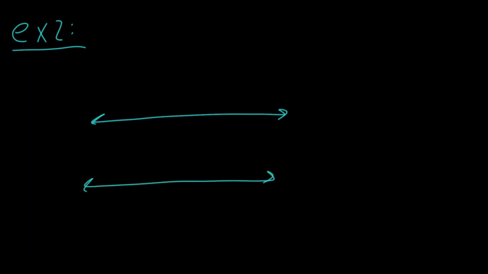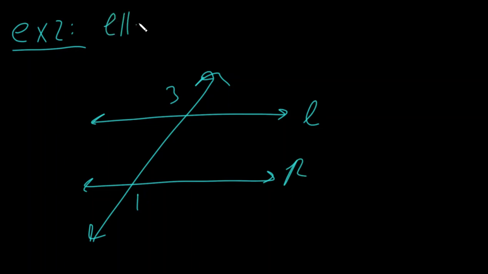Okay, so here's going to be example 2. Now let's just say I give you a set of parallel lines, and let's say this is angle 1 and let's say this is angle 3, and I'm going to tell you, okay, L is parallel to R, and angle 1 is equal to, let's say, 112 degrees. Now notice, and I want you to find angle 3.